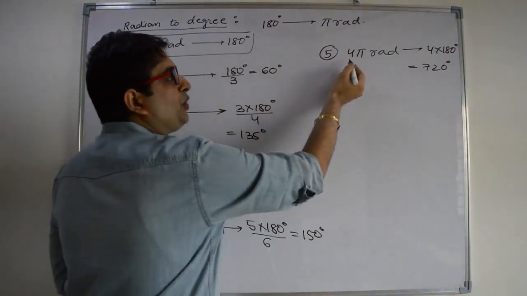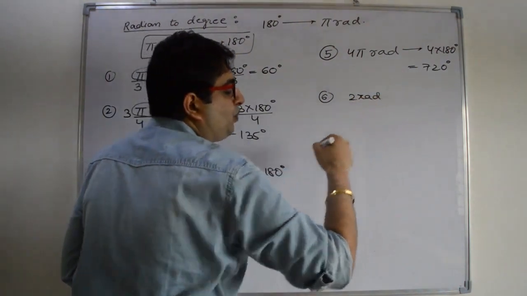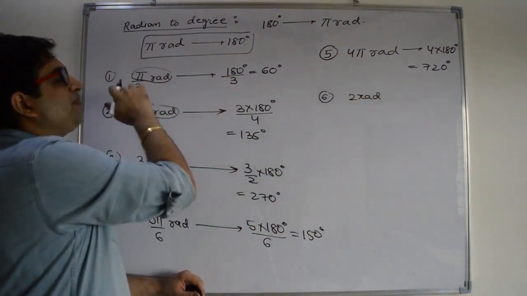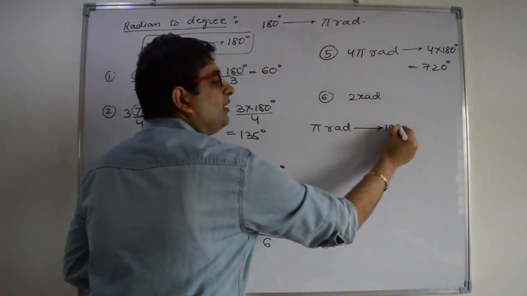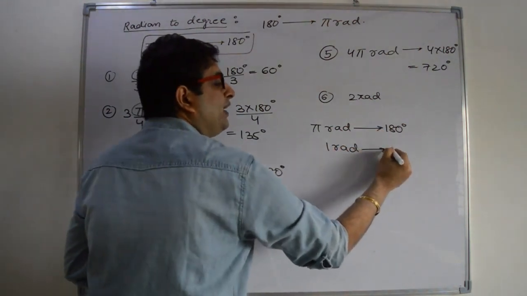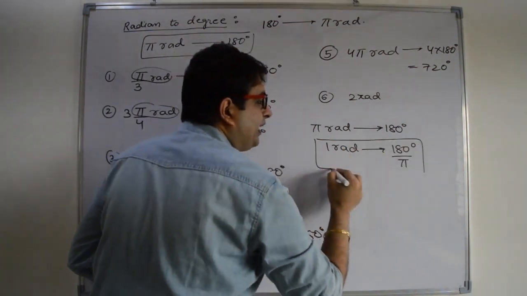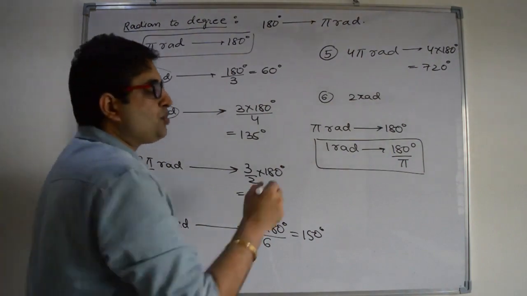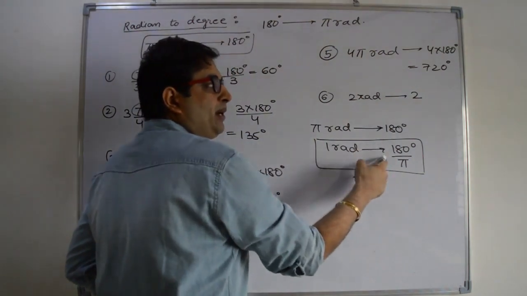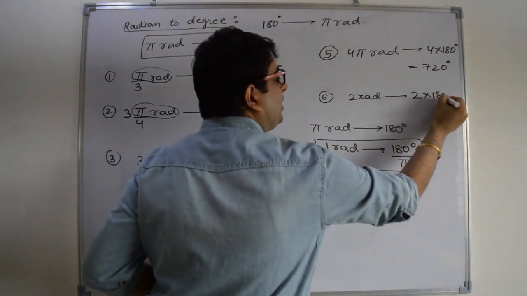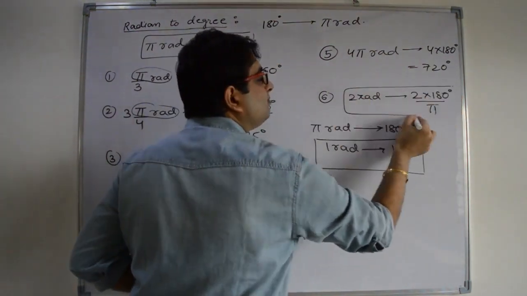Now let us suppose we don't have pi in the angle. Let us take one example, 2 radian, and we want to convert it into degree. We have this relation, pi radian is how much? It is 180 degree. So what is 1 radian? 1 radian is 180 degree divided by pi. So 2 radian will be 2 into 180 divided by pi degree.